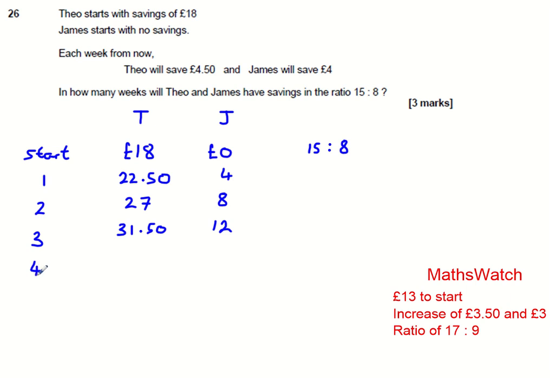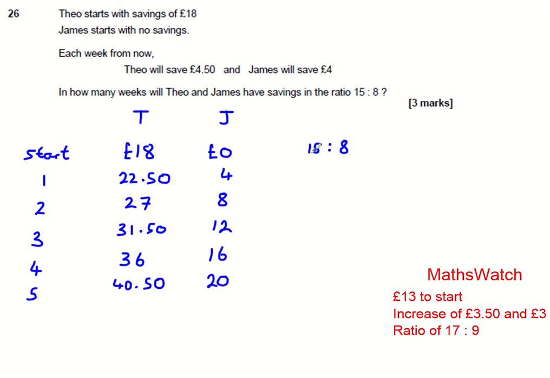Week 4, we're adding on another £4.50, gets us to 36, and adding another 4, which is 16. 16 is double 8, so if I double 15 I get 30. It's not the same as 36. Keep going. Week 5, adding on another £4.50 takes us to £40.50, and adding on another £4 takes us to 20.